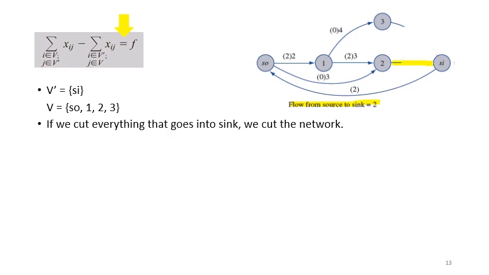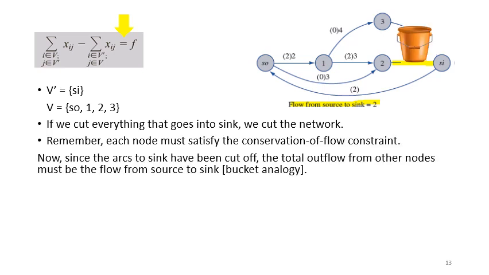It means that we cut everything that goes to sink. We cut the network. However, next that because everything, all nodes here must satisfy the conservation of flow constraint. So let's try to catch the flow that cannot go to the sink with a bucket here. So I put a bucket between 3, 2, and sink, where the arcs have been cut. So I put a node and let's check how much flow can we get in that cut.